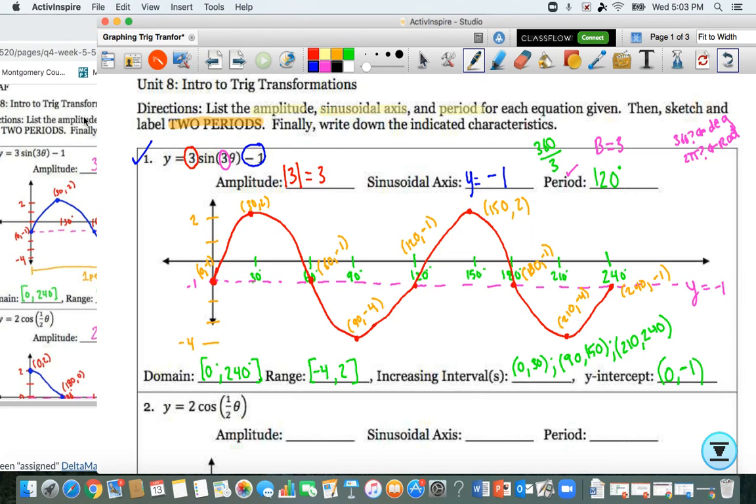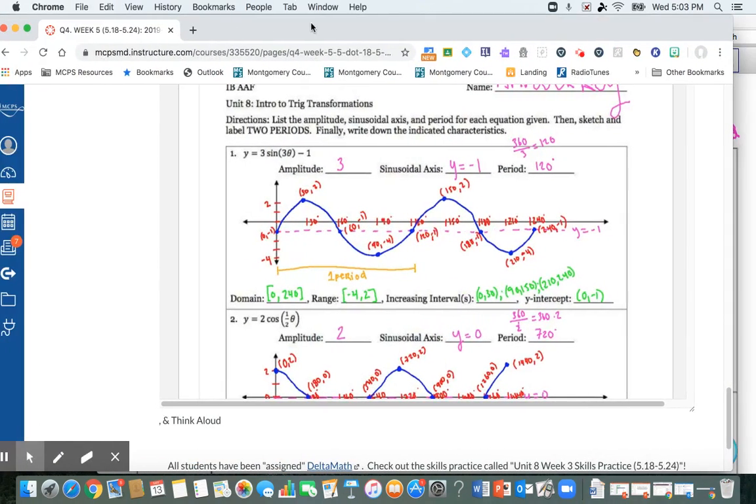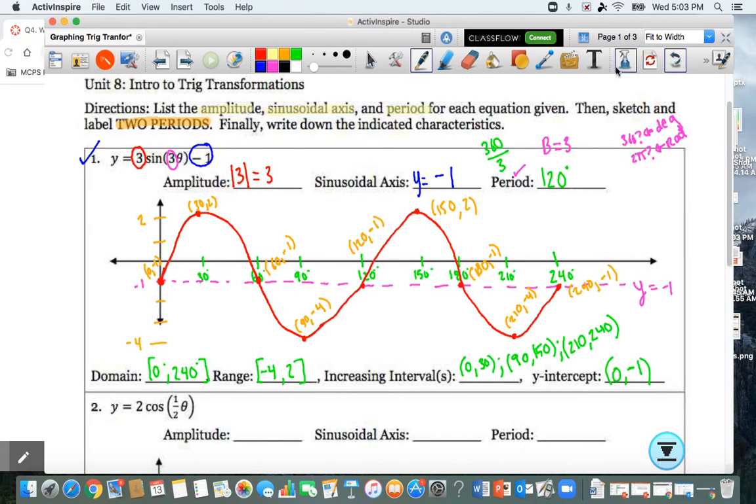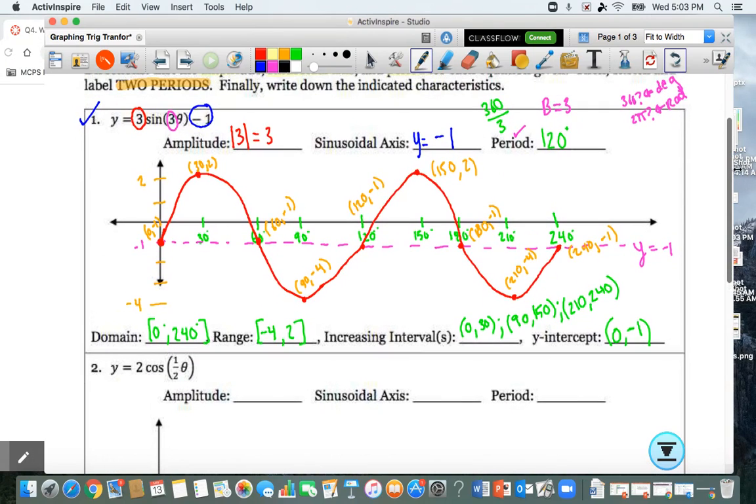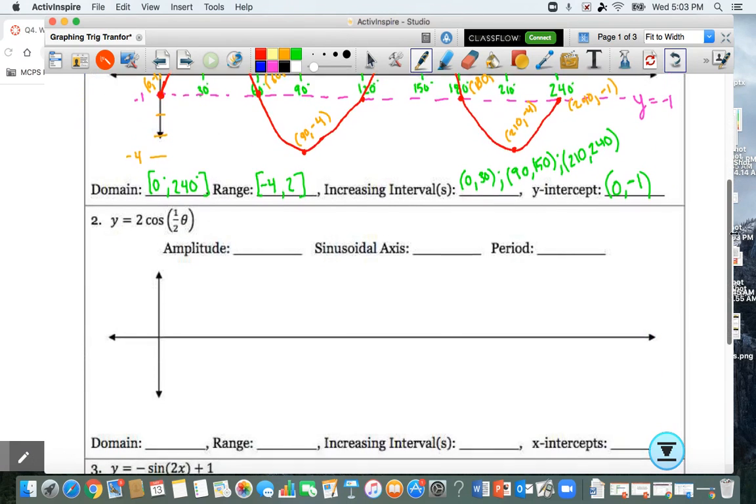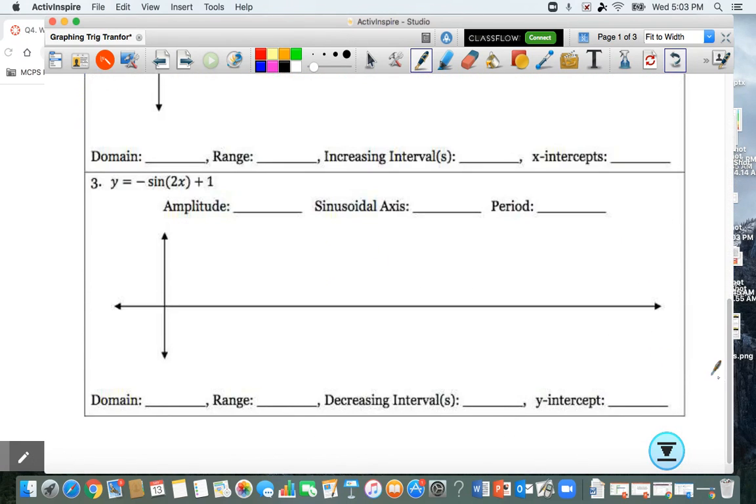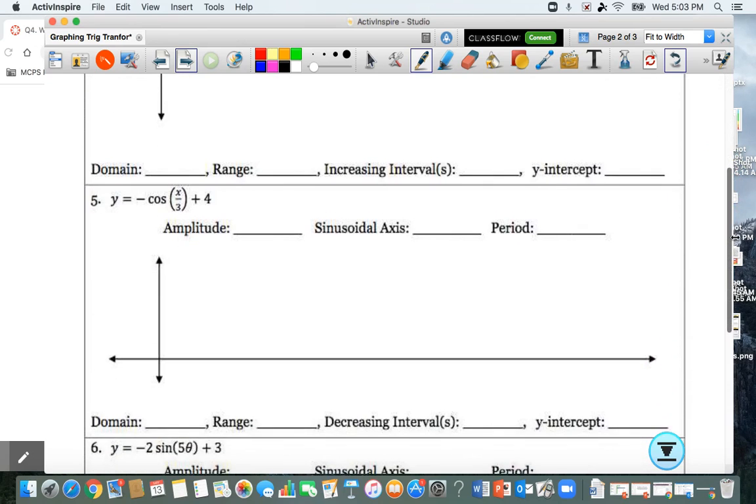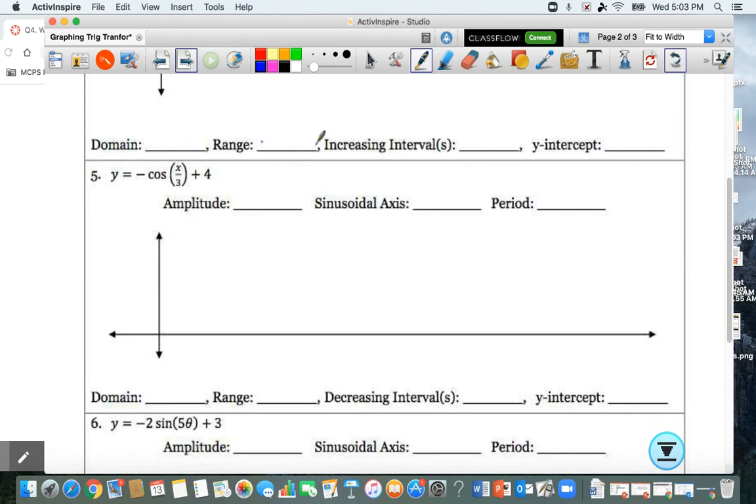You know what? No. I'll do one more. Check it against the key. No, I should probably do the whole worksheet. Should probably do most of it. Which one should I do next? Should try one that's maybe cosine. Which one looks tricky to me? I think I'll try. Ooh. I think I'm gonna try 5. Yeah. Let's see if I can do it without looking at my notes.